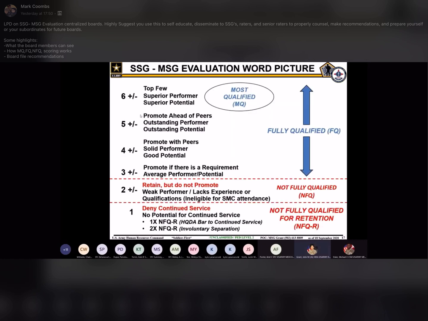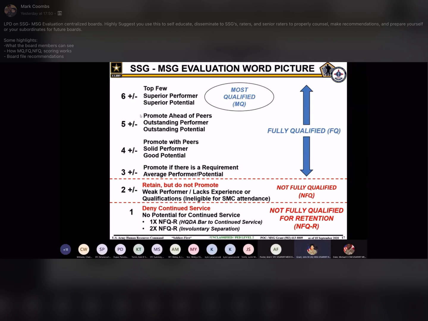So, for instance, a 6 plus. A 6 plus for me, as a 42 Alpha, if I'm sitting on a board as a sergeant major and I'm a board member, there are certain things that I'm going to look for that a 42 Alpha sergeant first class must have done for me to score them as top few, superior performer, superior potential. There's going to be certain things that I look for.